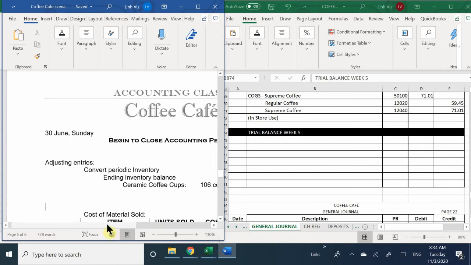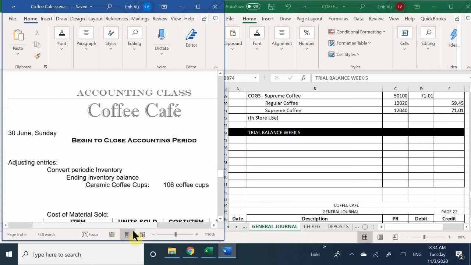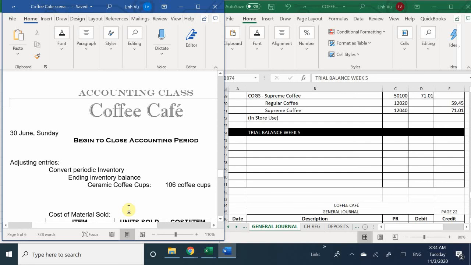So what is the first thing that we encounter? Anybody? Begin to close the accounting period, make adjusting entries, convert periodic inventory, ending inventory balance in ceramic coffee cups of 106. Okay, so someone went down to the basement or whatever it is, and they counted that there's 106 coffee mugs left.